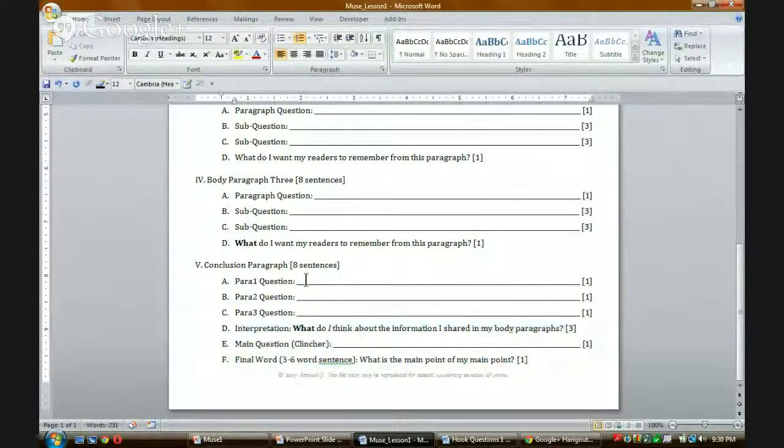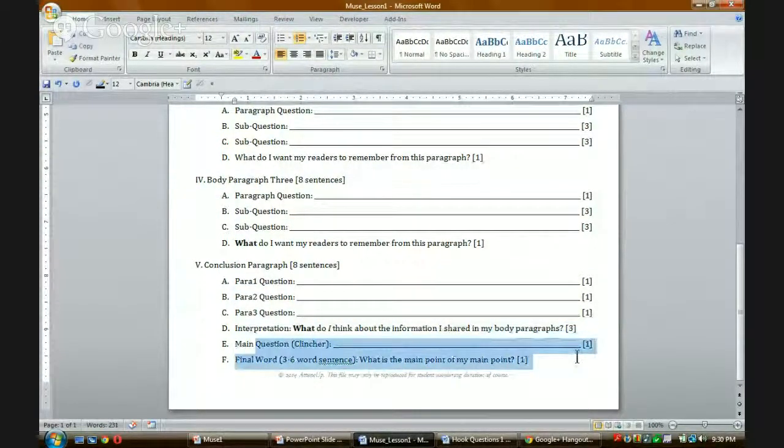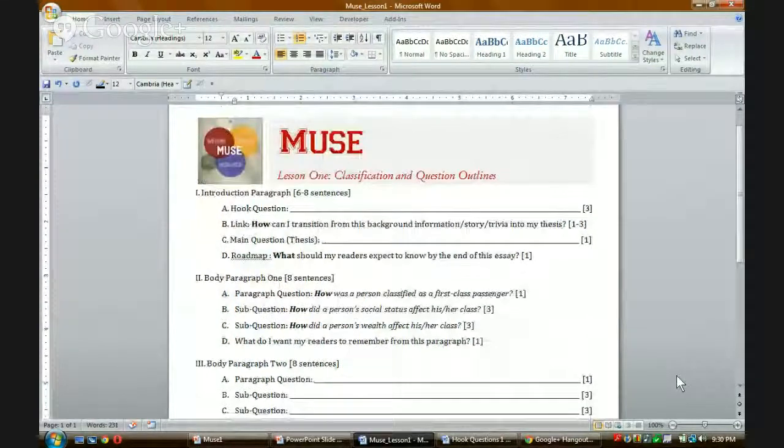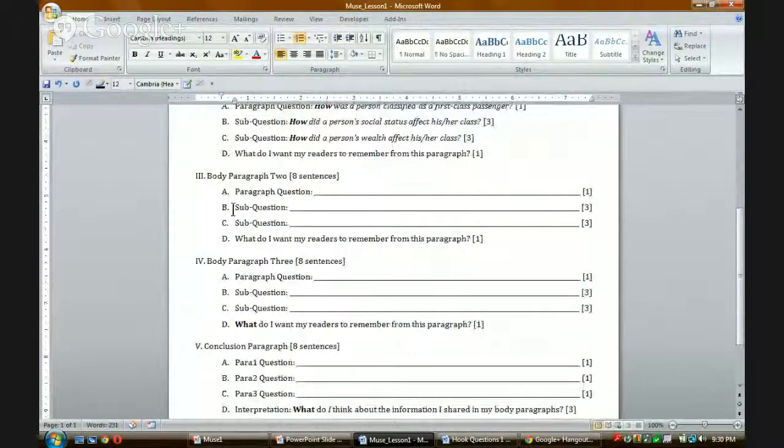So go ahead and just copy down the paragraph 1 question on this line, the paragraph 2 question on this line, and the paragraph 3 question on this line. That will help us reiterate our main points. And then copy down the main question one more time on line E. See, it says main question. So a lot of this is just copying down, and it's not super hard. The main thing you need to work on is coming up with your own sub-questions.